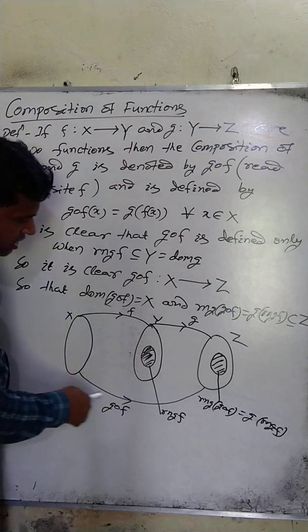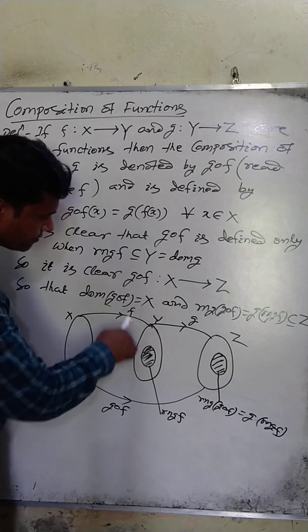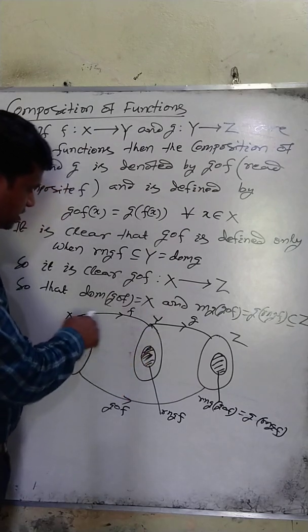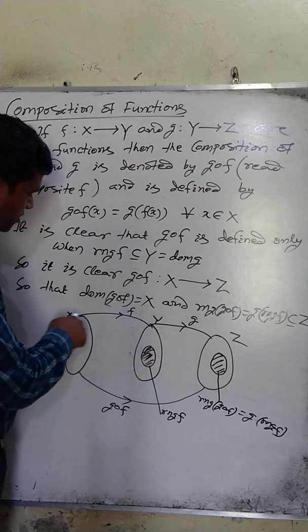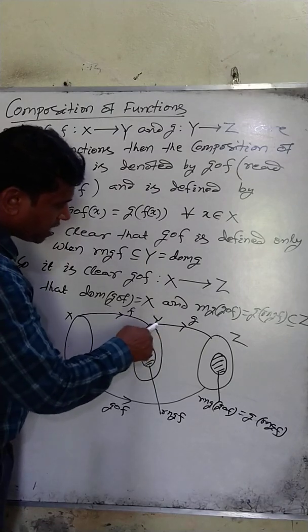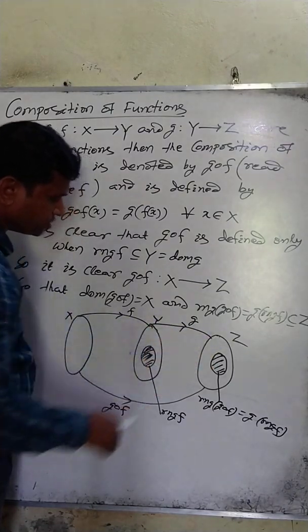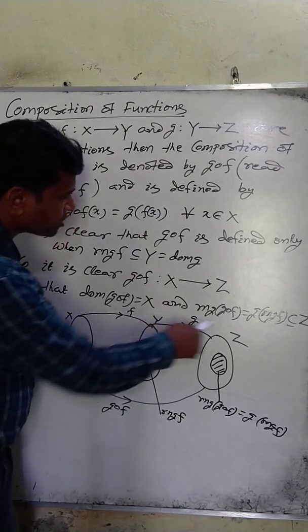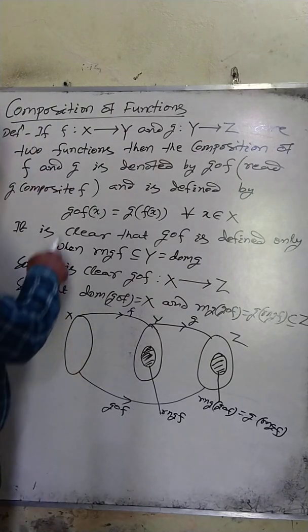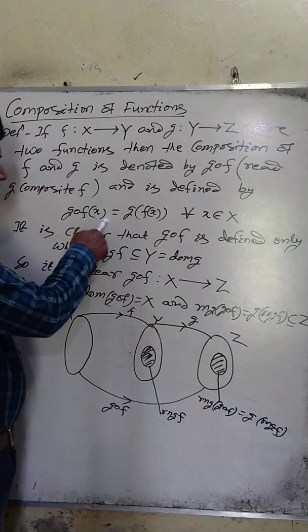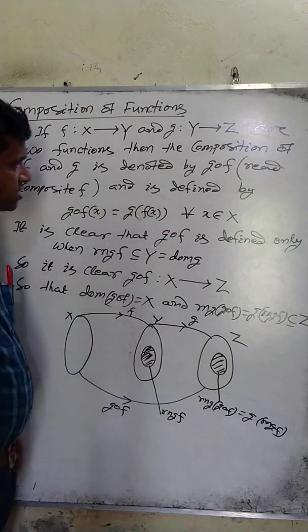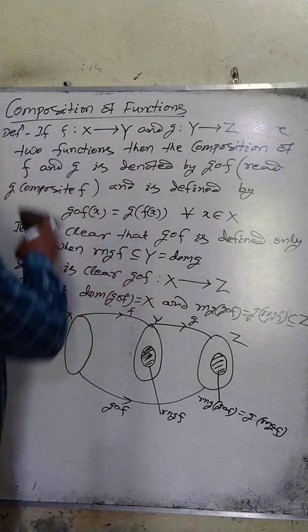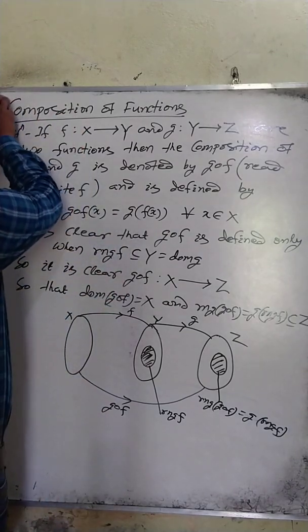We represent it diagrammatically this way: an X set and a Y set. f is a function from X to Y, and g is a function from Y to Z. So g composite f is a function from X to Z. So (g composite f)(x), we write g(f(x)) for all x belongs to capital X.